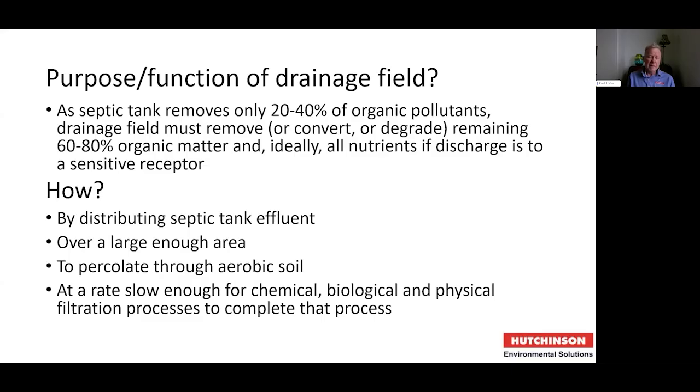And ideally, you're looking for the drainage field to remove nutrients, phosphates and nitrates, especially if it's discharging to a sensitive receptor. How does it do that? Well, you've got to distribute the septic tank effluent over a large enough area to percolate through aerobic soil at a rate slow enough for chemical, biological, and physical filtration processes to complete that process. I've written that down and read that out because that's really very important.